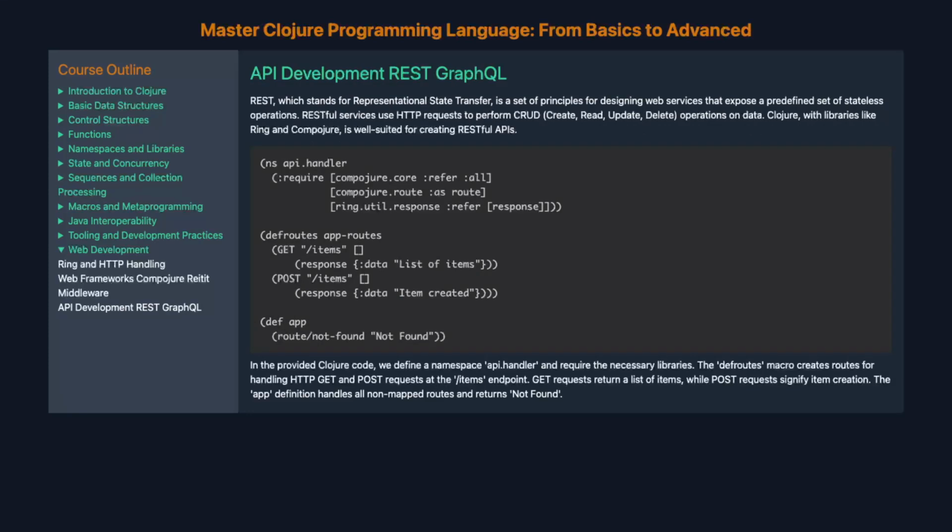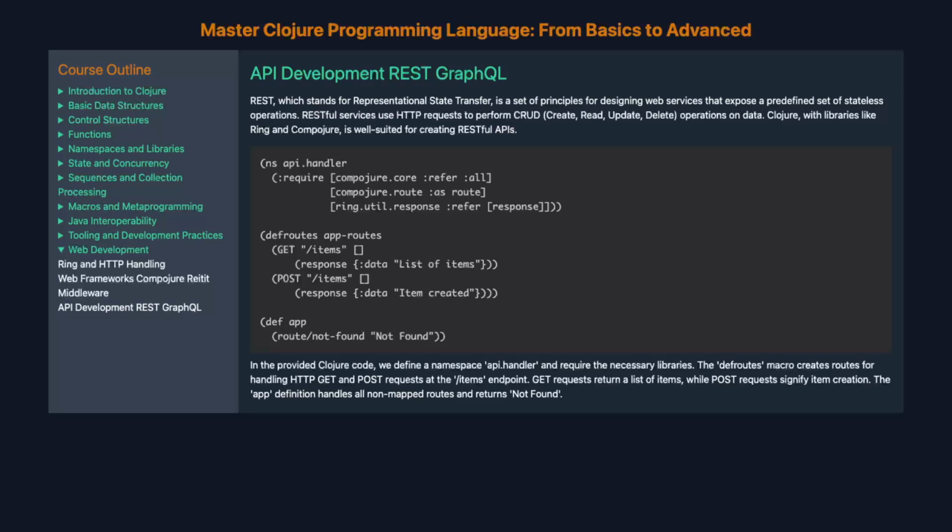API Development, REST, GraphQL. REST, which stands for Representational State Transfer, is a set of principles for designing web services that expose a predefined set of stateless operations. RESTful services use HTTP requests to perform CRUD, create, read, update, delete operations on data. Clojure, with libraries like Ring and Compojure, is well suited for creating RESTful APIs.